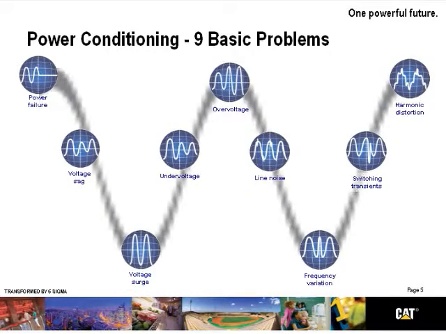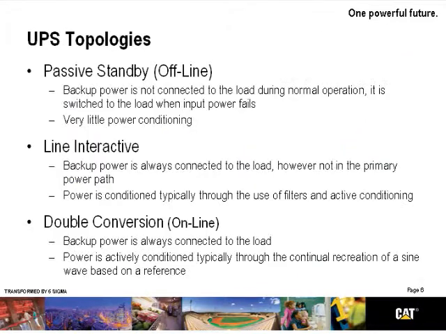On this chart, we show the 9 typical power problems, from a complete power failure to the more complex harmonic distortions. When you talk about good, better, and best, typically standby UPSs will handle 3 of these. Some of your mid-level UPSs will handle up to 5 of these power disturbances. At Caterpillar, we like to focus on UPSs that handle all 9 power problems. So let's talk about topologies for a moment.